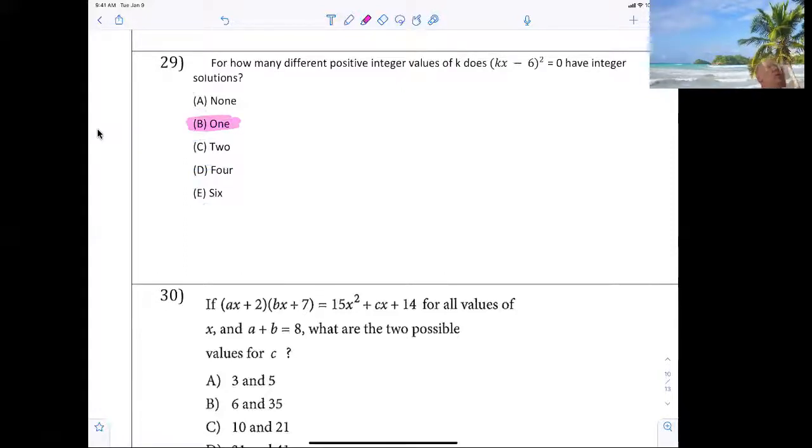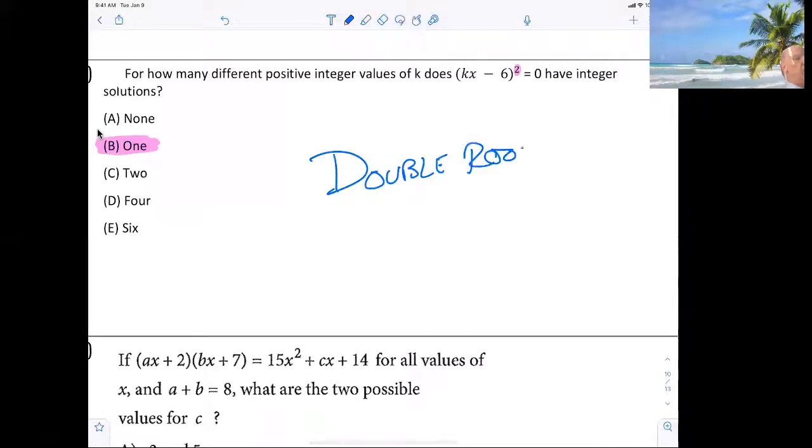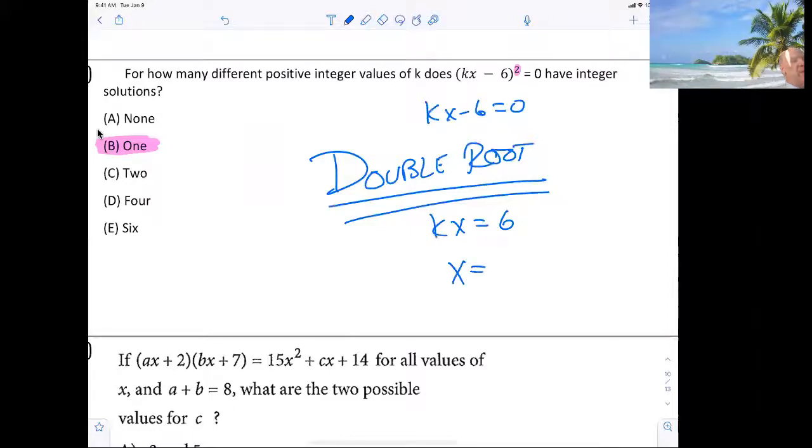Right. Okay. So listen to me. First and foremost, everybody should understand it's to the second power. So normally the answer would be 2. But how many times have we talked about this? It's a double root. So if we were to solve this, kx minus 6 equals 0, kx equals 6, the solution is just 6 divided by k. But this solution is a double root. Now, please look at what I wrote.